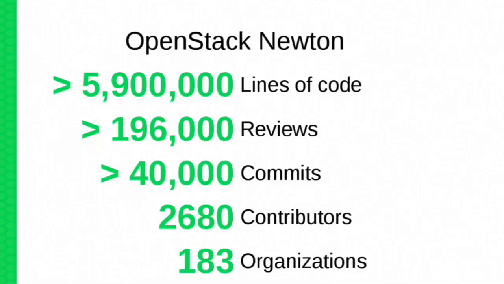Today, the latest release is OpenStack Newton. During the 6 months leading up to Newton, more than 6 million lines of code were changed. More than 196,000 reviews were done. Every change gets reviewed, and I'll explain later how that's done. That consists of over 40,000 commits. More than 2,680 contributors were part of that, and if I counted correctly, 183 organizations were part of that.